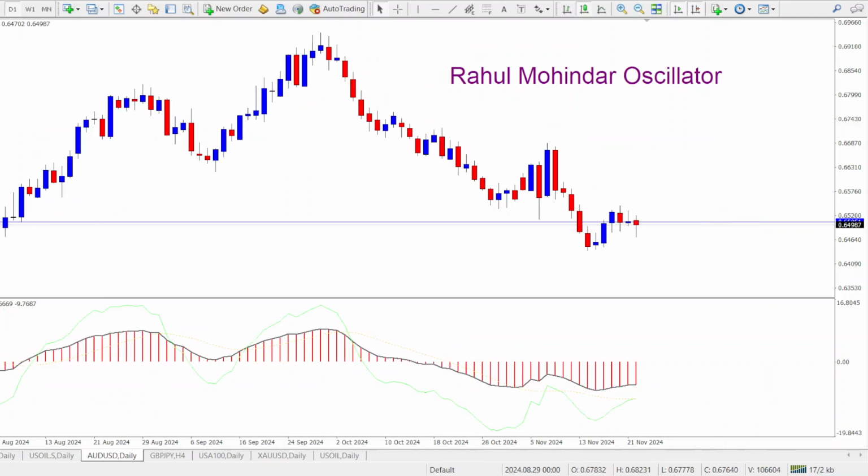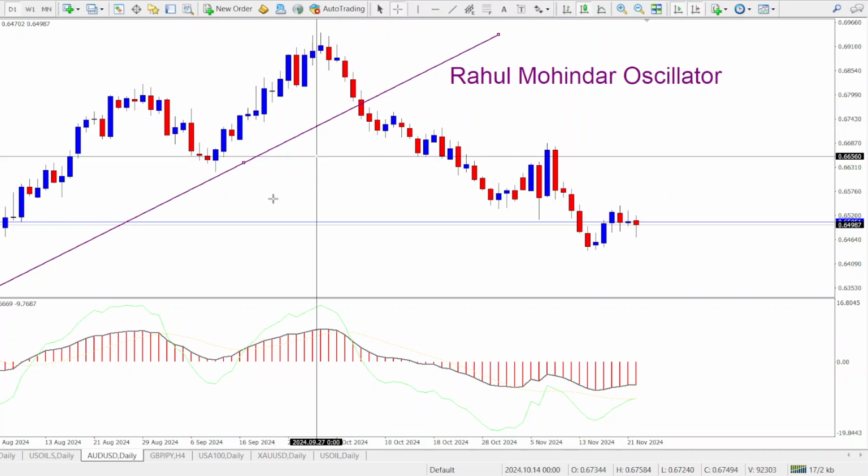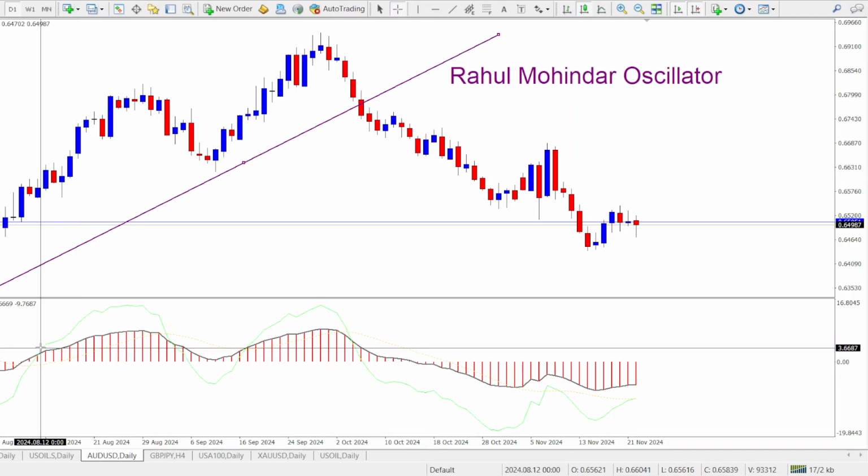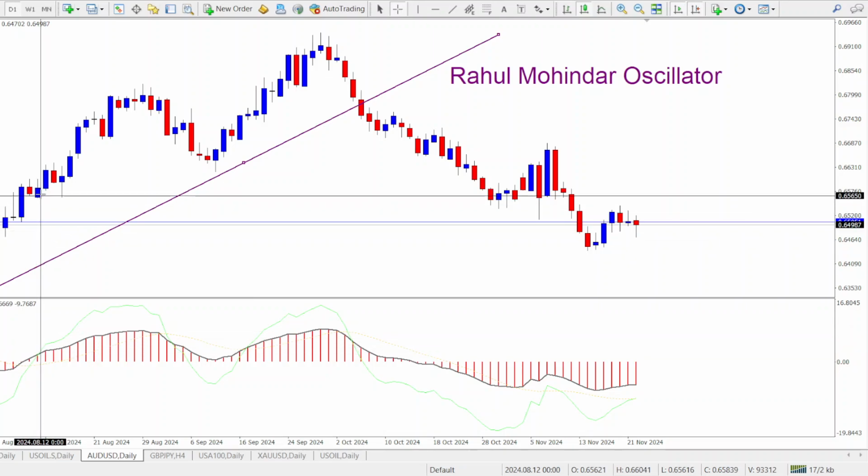When the Rahul Mohindar Oscillator is in the positive zone, it indicates a bullish trend. Now I'm just going to be showing a practical example as I'm explaining it. You can see that in this situation, the indicator was in the positive territory, and we had a bullish trend here. Then the crossover itself gives us a precise signal. Here, when the green line crossed above this dark colored line, it was a buy signal.